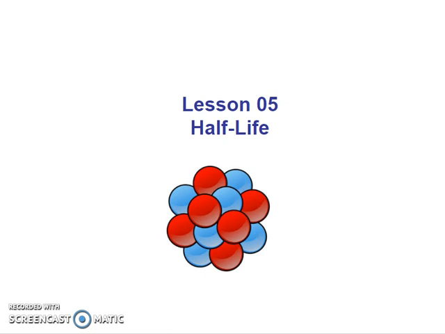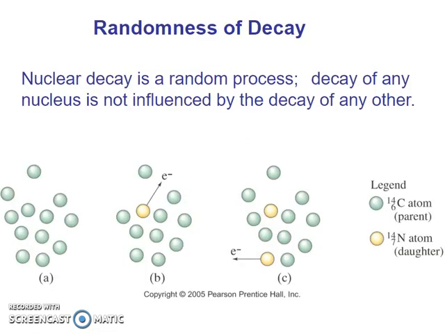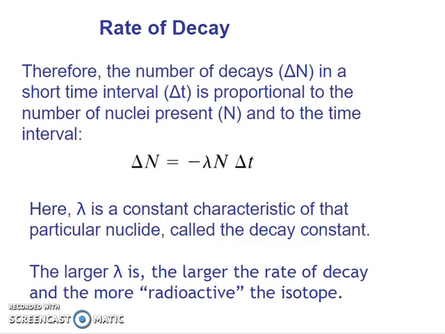When we look at the process of the alpha decay, or in this case, the beta decay of a carbon-14 atom into a nitrogen-14 atom, the process is random. Each individual nucleus decays independently from any other nucleus. Just because one nucleus has decayed in image B doesn't mean that it affects any further decay in image C. That rate of decay is proportional to the number of nuclei present, and also proportional to the time interval involved. If there are more nuclei present, there's a greater probability that some will decay. And if you measure over a longer period of time, there's going to be more decay there as well.